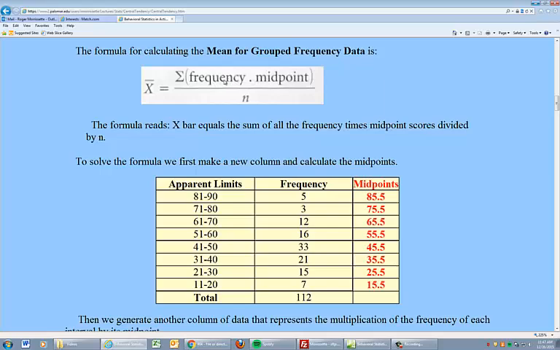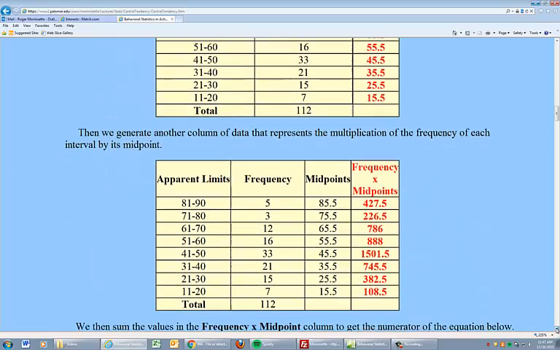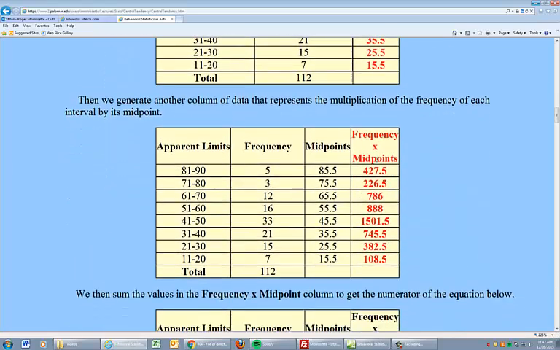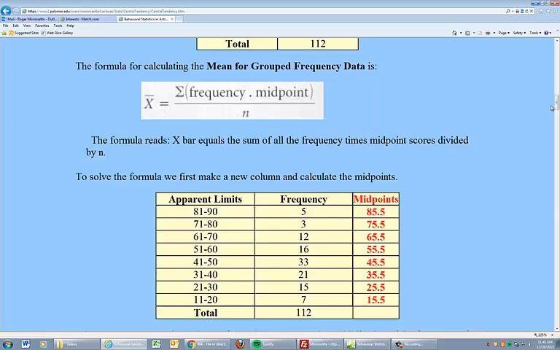Now the formula says multiply the frequency times the midpoints. So we make another column. Frequency times midpoints. In this column we simply multiply the frequency times the midpoint to get to this answer. And we do that for each of our intervals. Now what does the formula say? Now sum the frequency times the midpoints.